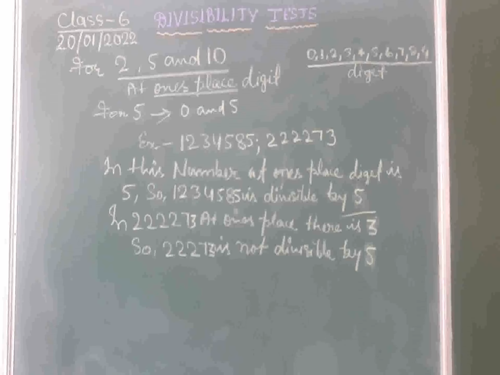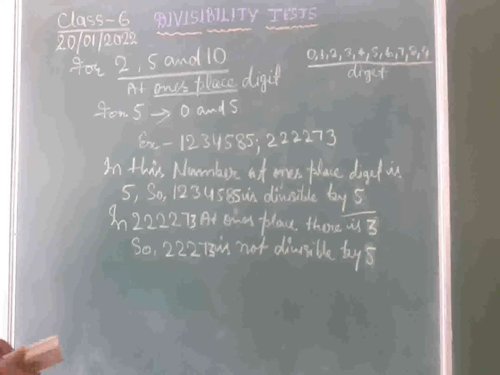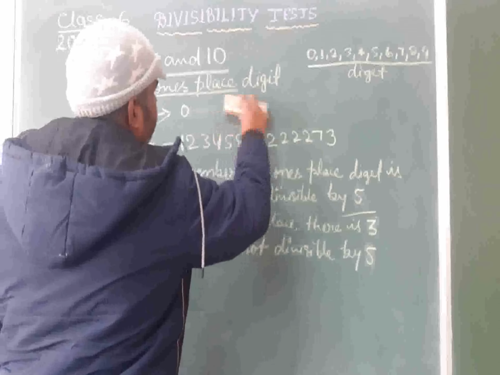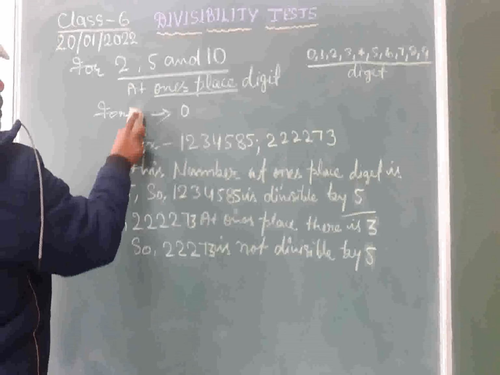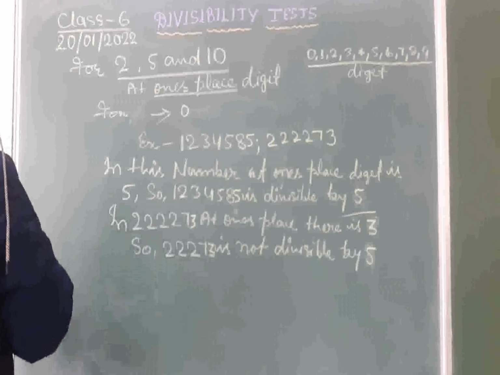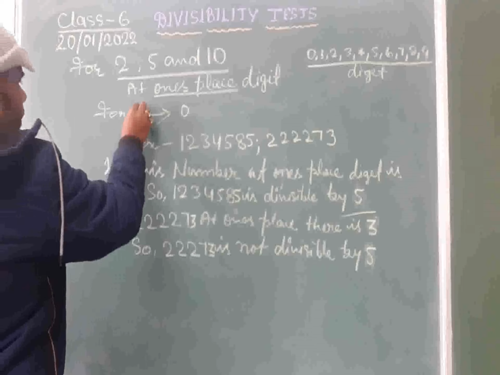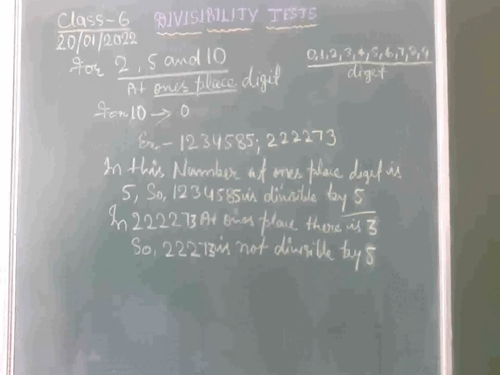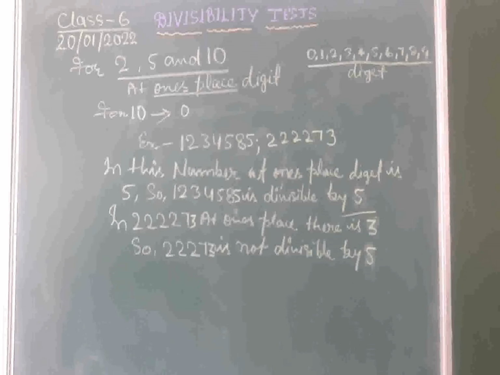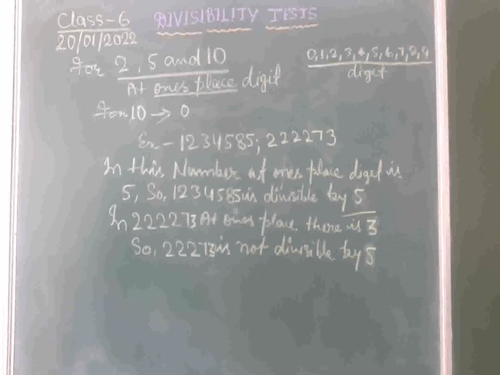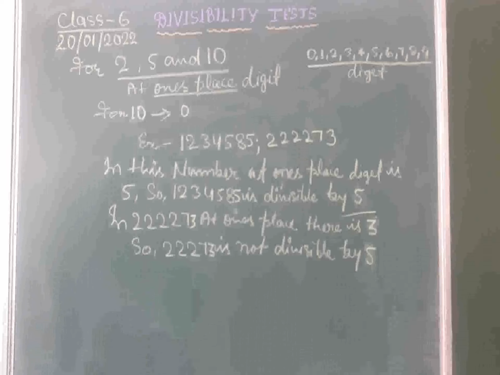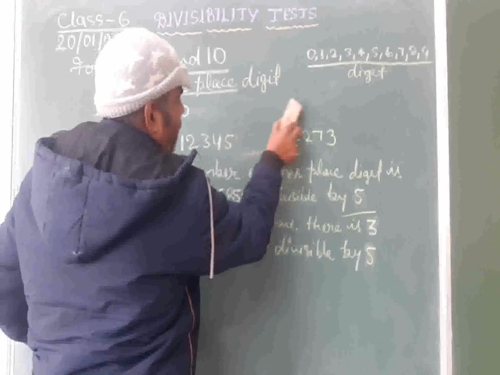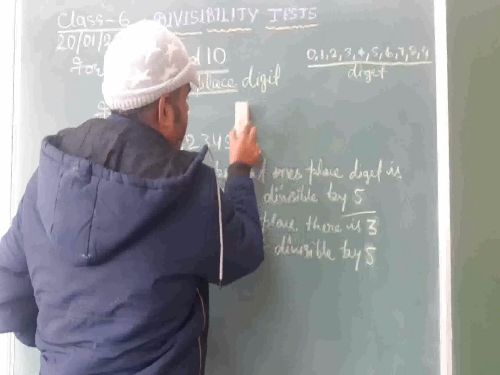And the last one, that is 10. For 10, only one digit matters: any number that ends with 0 is divisible by 10, the rest are not. The statement remains the same, only we have replaced the digit.